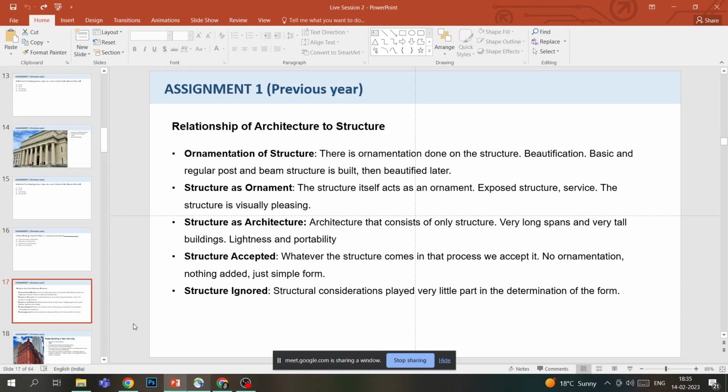This kind of style, you can see exposed structure and exposed services in this category. Basically, we're not covering the structure with anything, we're not decorating the structure, we're using the structure itself as an ornament. We are basically using the structure to be visually pleasing.